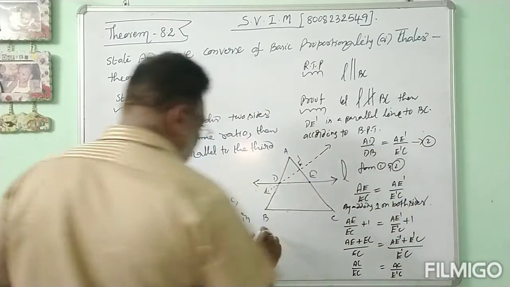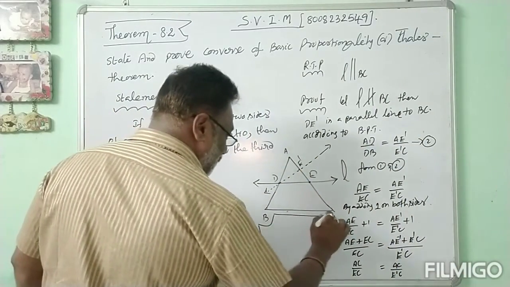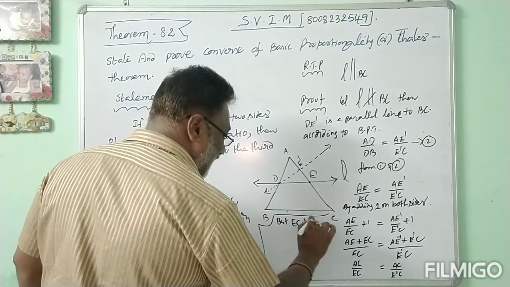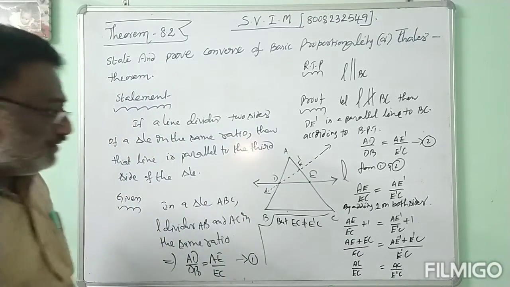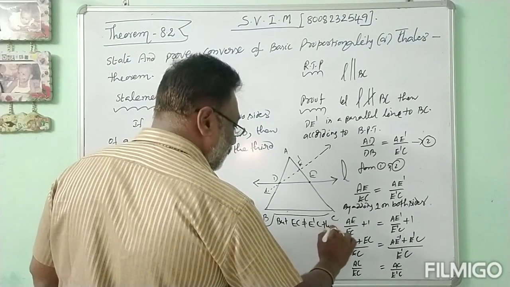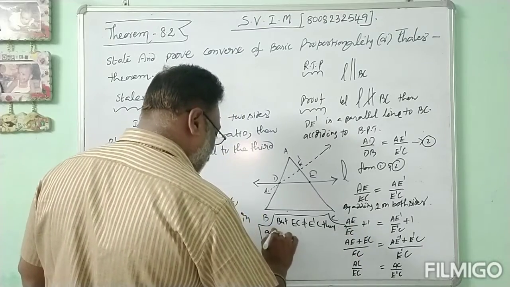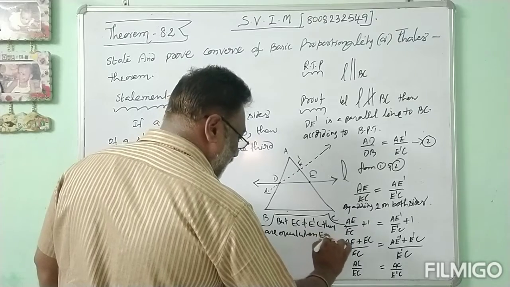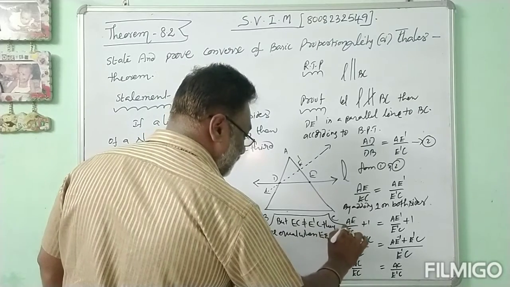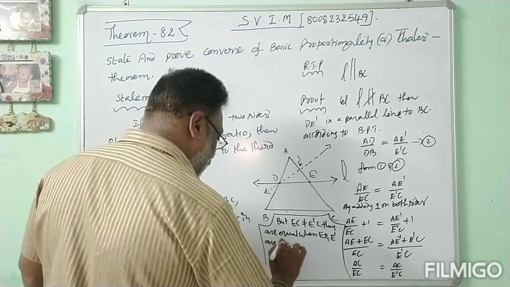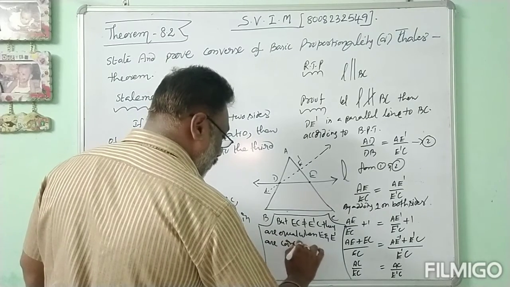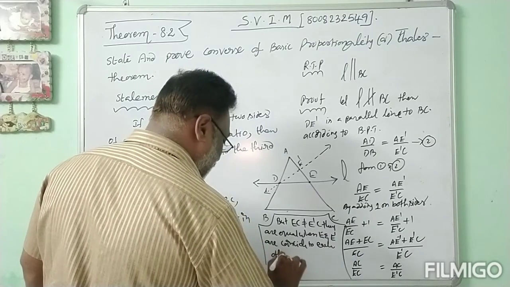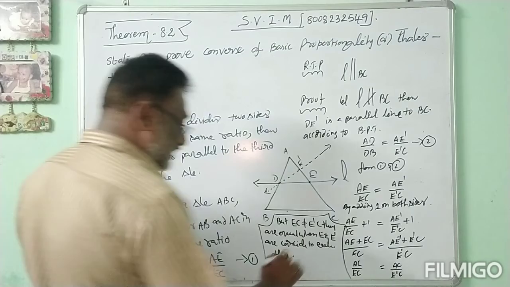Okay, but here we need to write that EC is not equal to E dash C. They are equal when E and E dash coincide with each other. So our assumption is wrong.